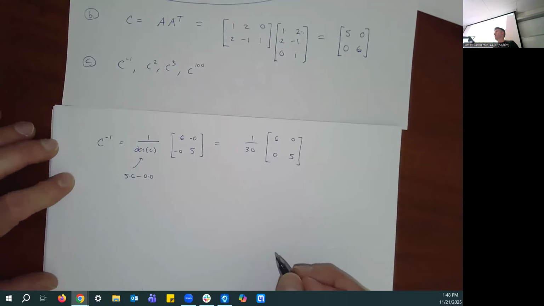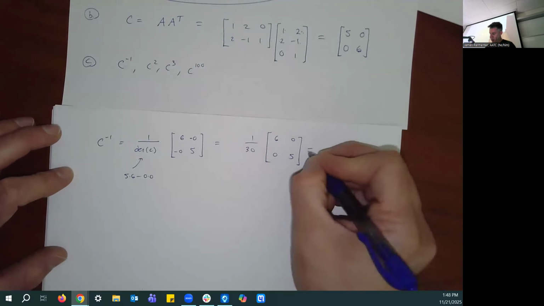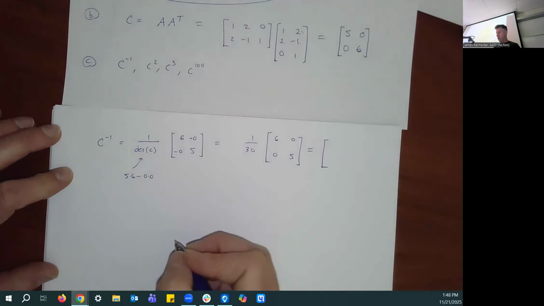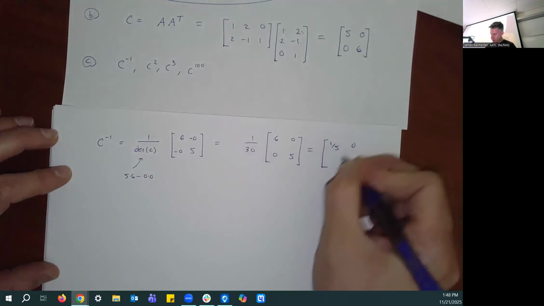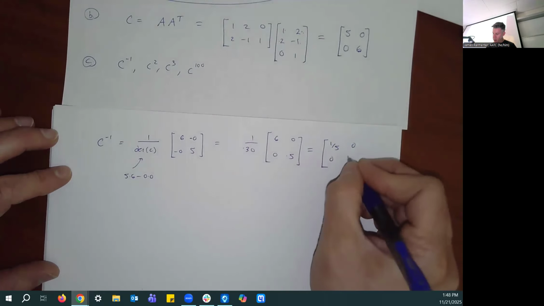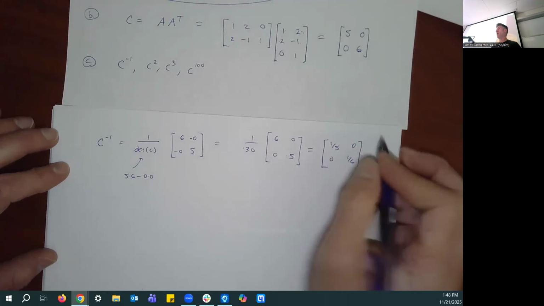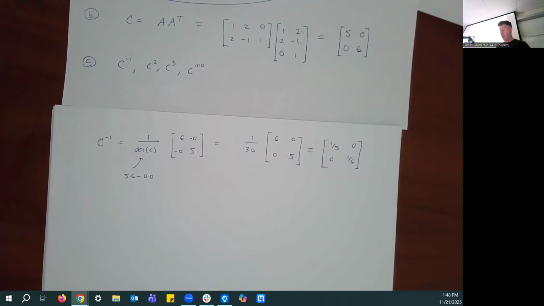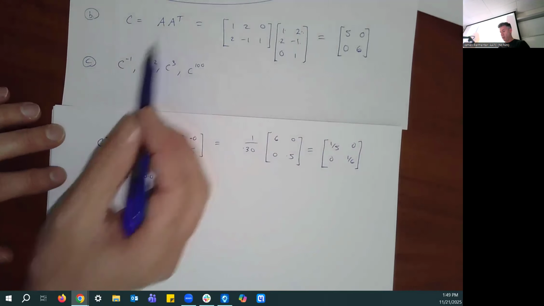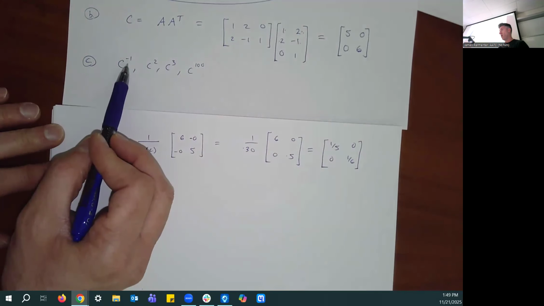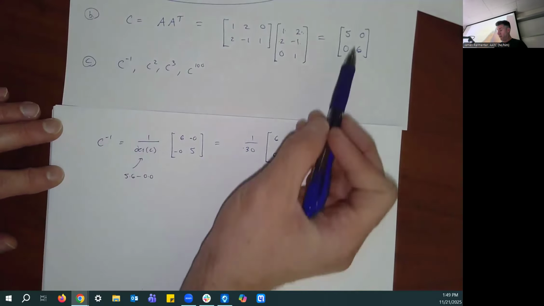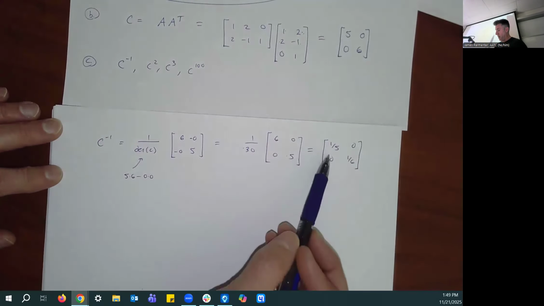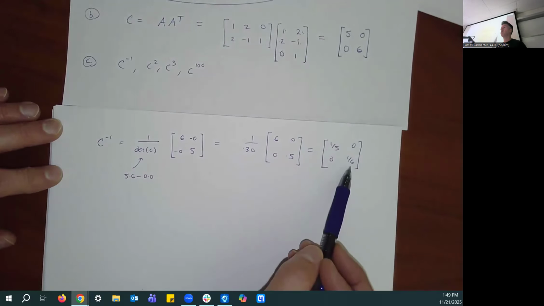I do think here it's worth mentioning that if you actually distribute this, you get something kind of interesting. 1 over 30 times 6 is 1/5. And 1 over 30 times 5 is 1/6. And it is not at all a coincidence that since this matrix is diagonal, C to the negative 1 power is each entry to the negative 1 power. It's 5 to the negative 1 in that slot and 6 to the negative 1 in that slot. Kind of cool.